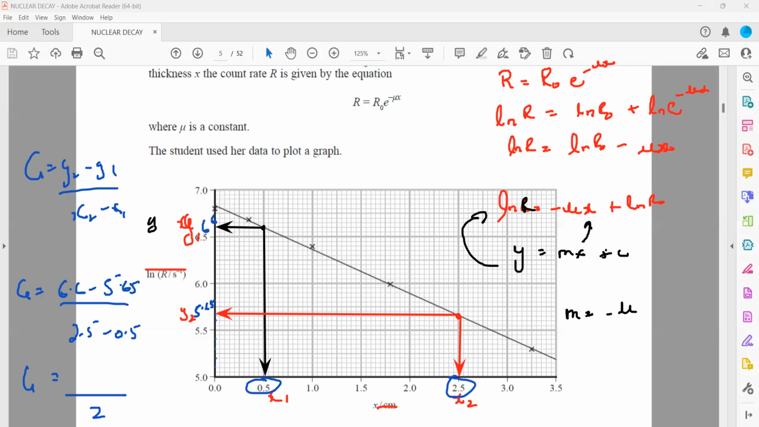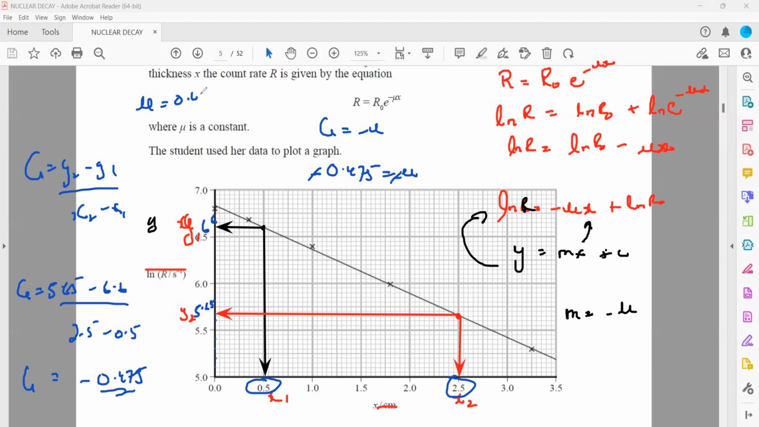0.457475. So when we work out the gradient, it will be negative, because when we substitute it's y2 minus y1, so it will be negative, like 5.65 minus 6.6, so this will be minus 0.475. That is our gradient, and we know our gradient is equal to minus mu. So when we substitute, minus 0.475 is equal to minus mu. So minus will cancel with minus, so mu is equal to 0.475. So we got the value for mu.